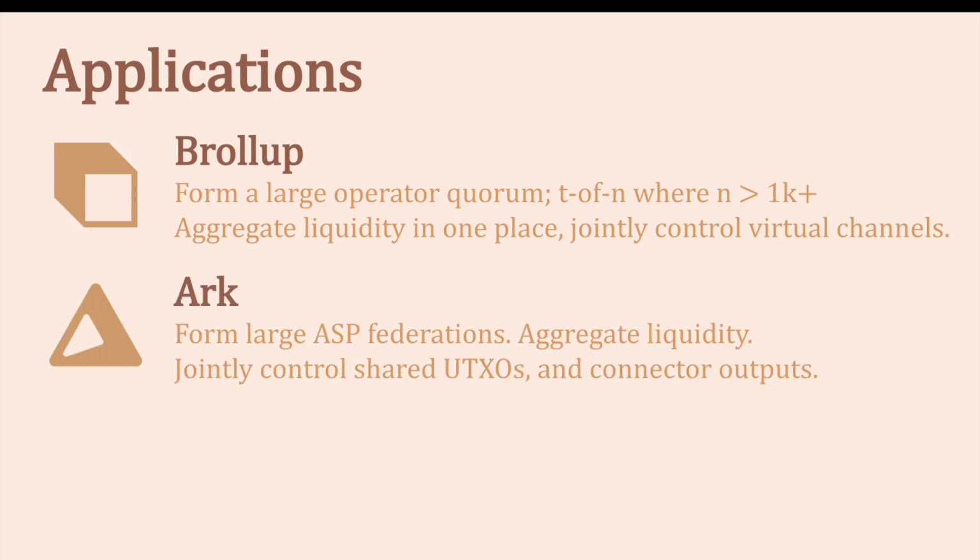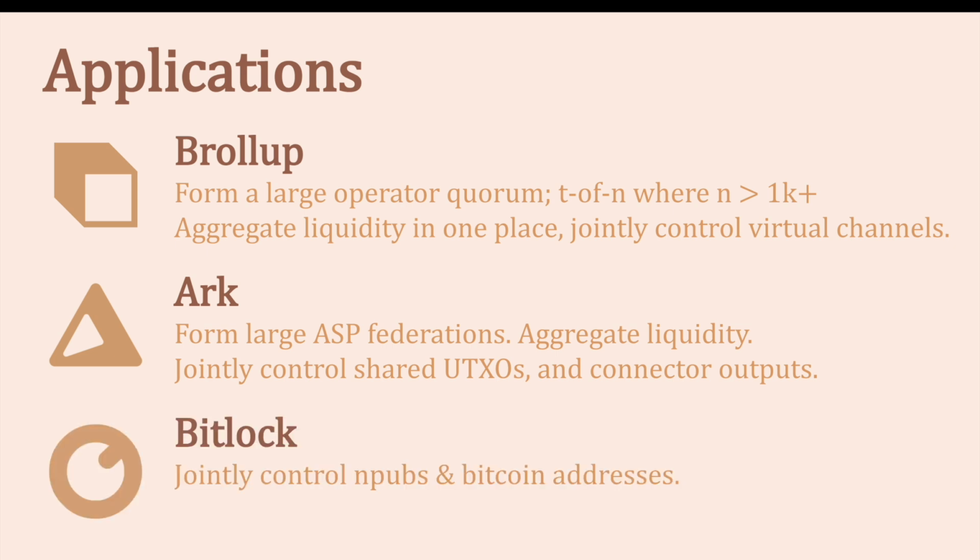As for ORIC, you can form very large federations, similar to Rollup, to aggregate liquidity, with jointly controlled shared UTXOs and connector outputs. BitLock is another project I've been working on. Due to the non-interactive properties of NOIST, you can jointly control npubs as well as Bitcoin addresses.